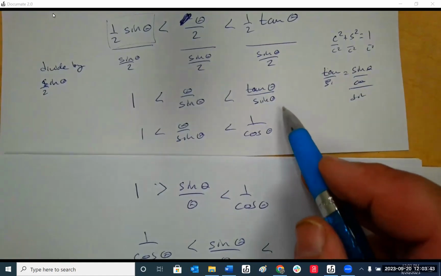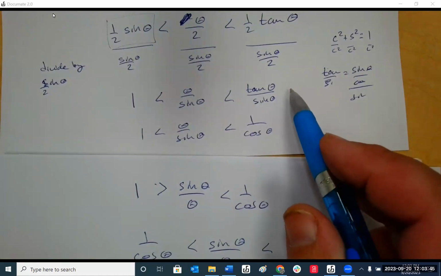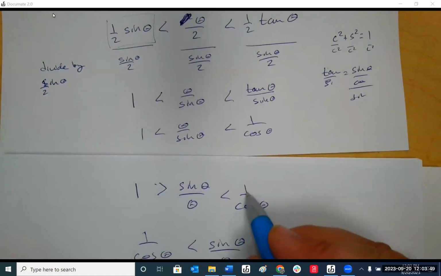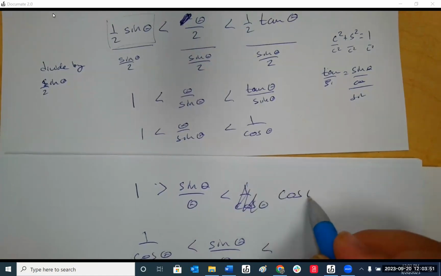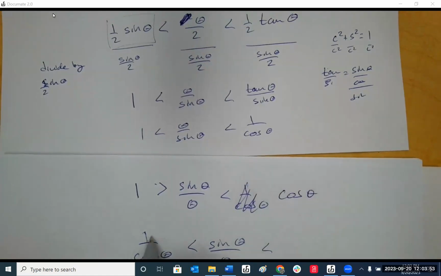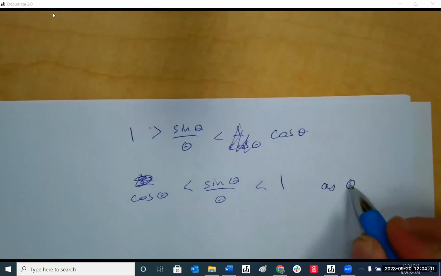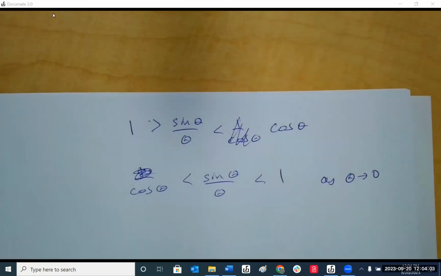Oh, this one, we had sine cancels. So it should be cosine, I'm sorry. Well, you're right, good catch, yeah. This should be cosine, right? Yes. It really wouldn't have mattered because now as theta goes to 0, what happens?